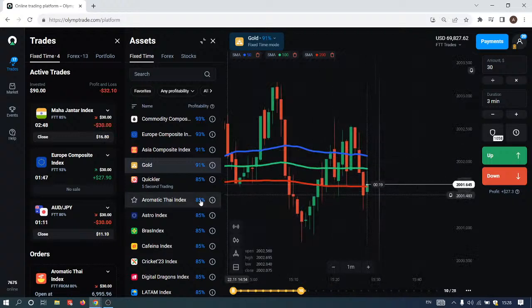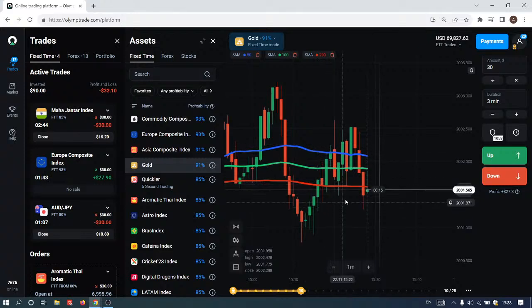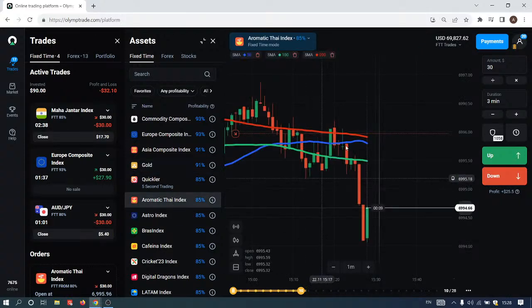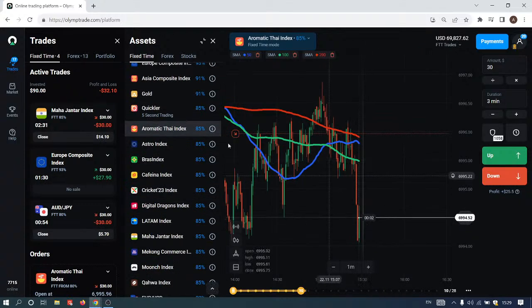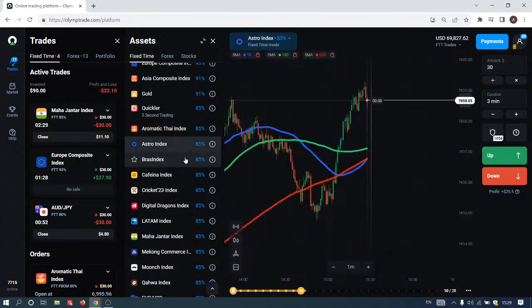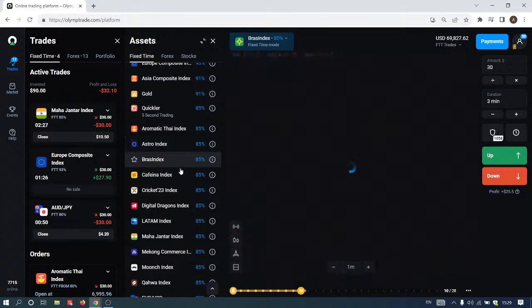Oh wow, gold, it looks terrible, right? So the price has been everywhere, up, above, and below of these three simple moving averages. So let's just skip it. Yeah, that's an interesting breakdown on that Thai index.